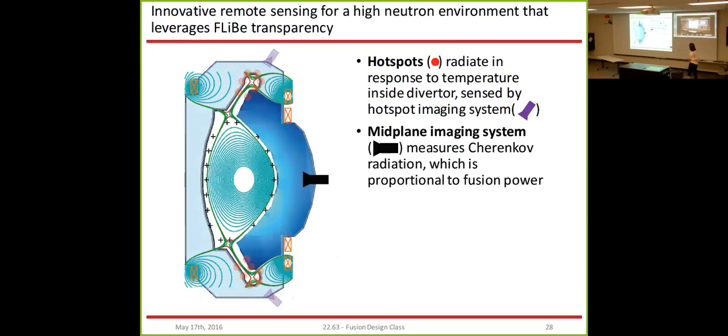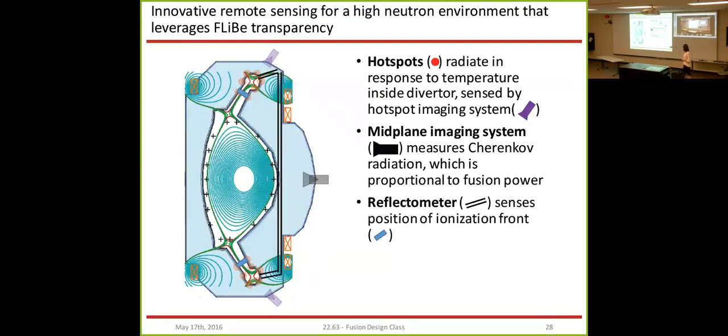The next set of diagnostics is a mid-plane imaging system that's going to look at Cherenkov radiation. Many of you are probably familiar with Cherenkov radiation. It's seen quite often in fission reactors, and it's this beautiful blue glow that you see here. And that glow, the intensity of it will be proportional to the neutron power in ARC. So by sensing the intensity of your Cherenkov radiation, you'll be able to get a measure of how fast your reaction is going.